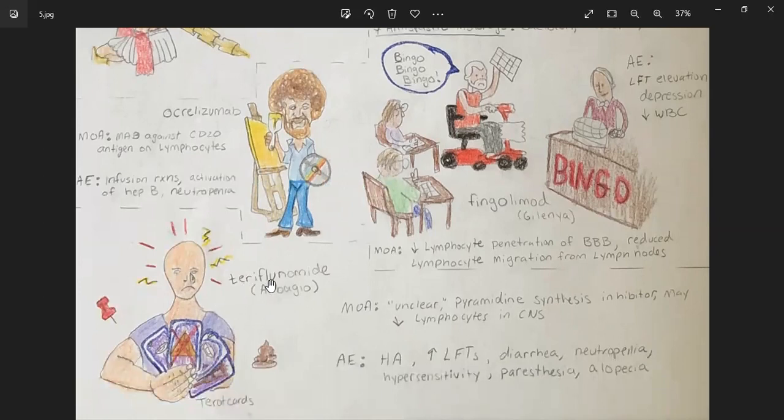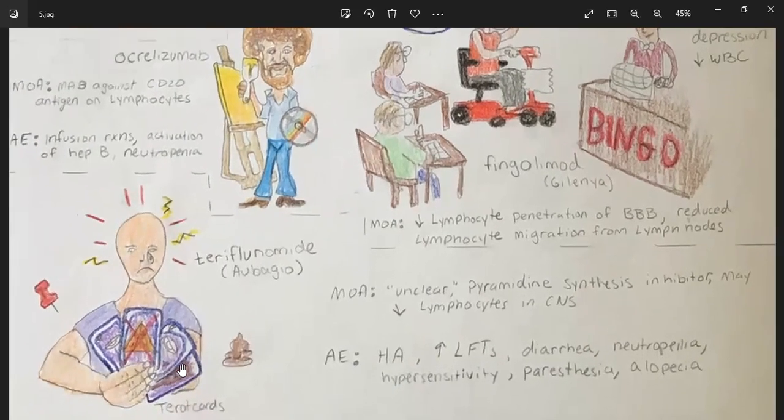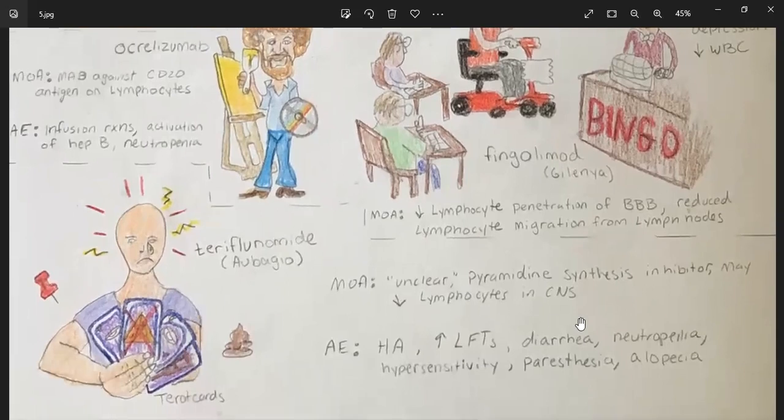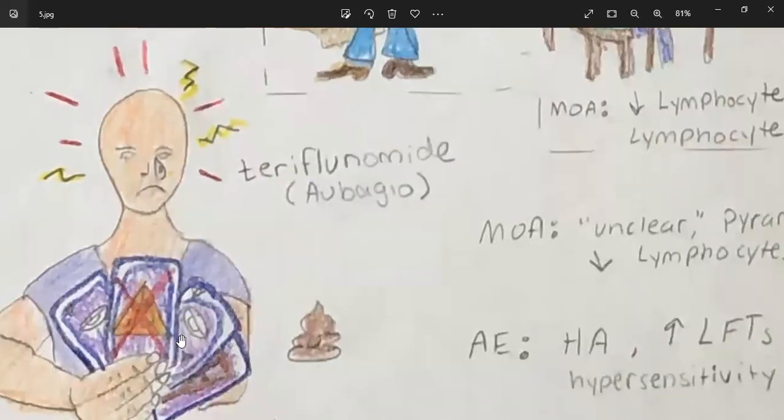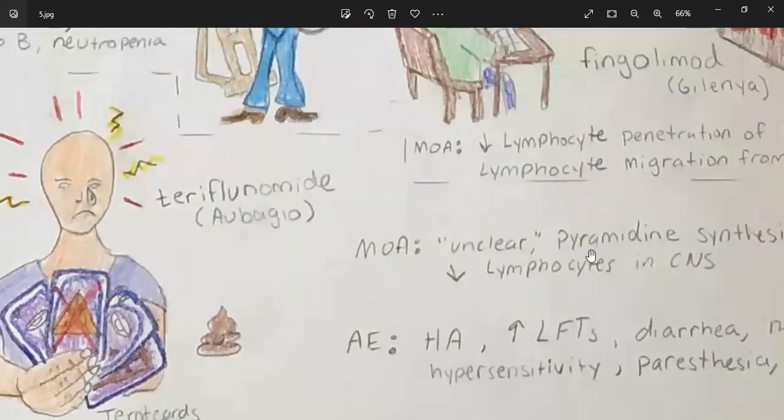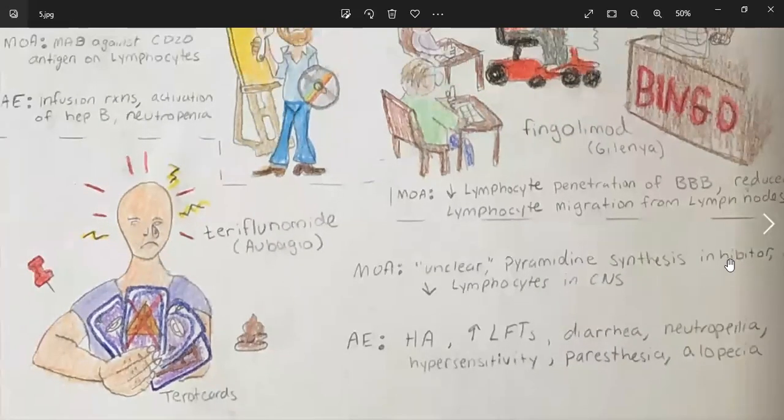Next is teriflunomide. So we have this lady, she's bald, and she's holding up some tarot cards. The MOA is unclear, but it is a pyrimidine synthesis inhibitor, which may decrease lymphocytes in the CNS. On these tarot cards, we have a pyramid, pyramid for pyrimidine, and it's going to inhibit. So that's why there's an X.